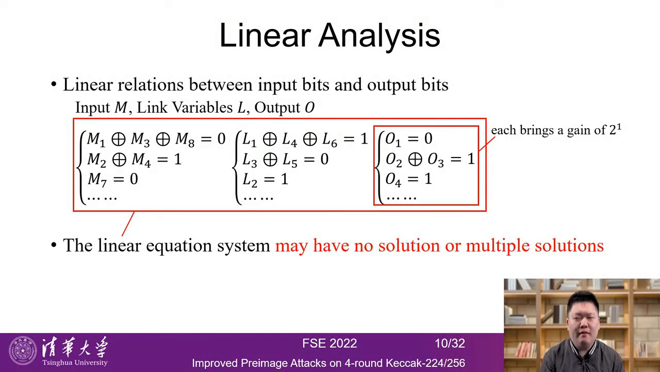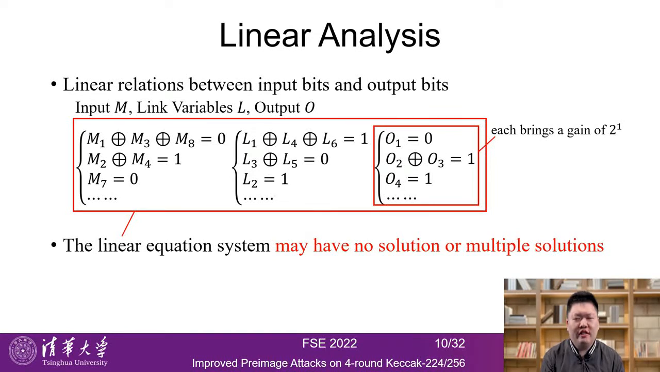Now we can start our improved linear analysis of Keccak. First of all, we should explain how linear analysis works in Keccak round function. It is self-evident that the core of linear analysis is to construct linear relations between input bits and output bits. Suppose we have input M, output O, and we may need some link variables L to connect input and output.